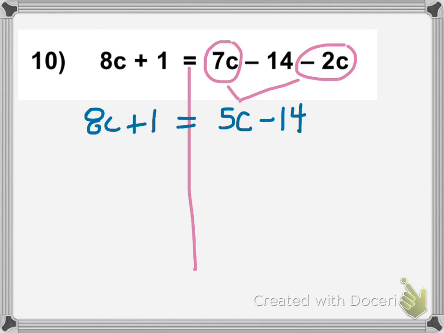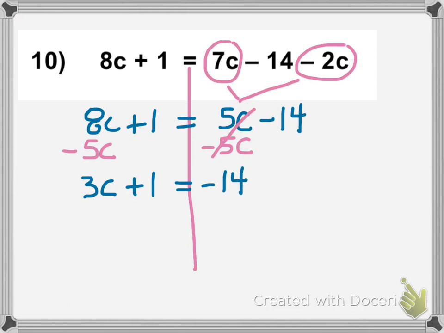All right, step 3, move all your variable terms to one side. Let's move them to the left, just to stay consistent. To move the 5c to the left, because it's positive 5c, I'm going to subtract 5c from both sides to move that entire term over. When I subtract 5c from 5c, we get 0. On the left, 8c minus 5c is 3c plus 1 equals, bring down the negative 14.